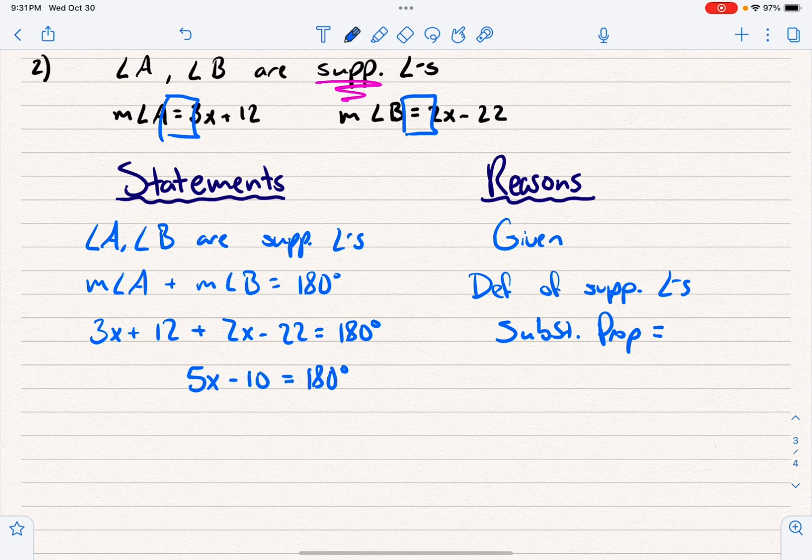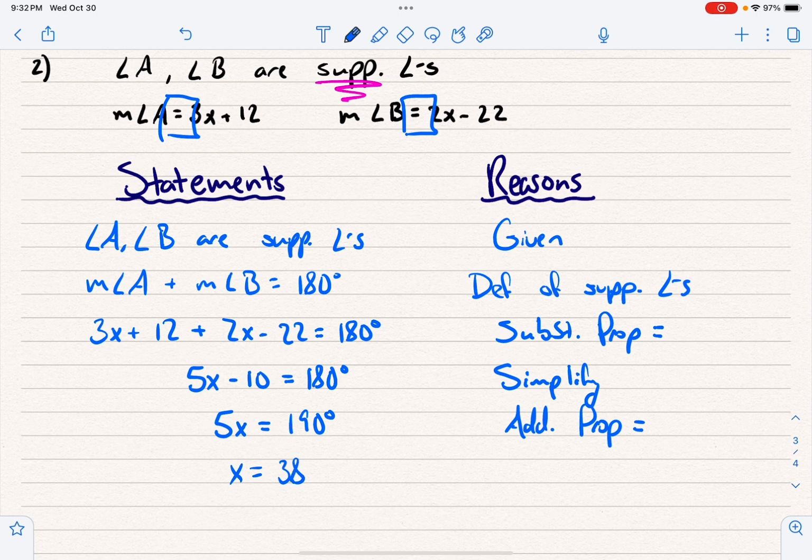All of that equals 180. All we did there was simplify. We can add 10 to both sides, which gets us 5x equals 190. And that is the addition property of equality. Why is it the addition property of equality? Because we added 10 to both sides. And lastly, we get x is equal to 38.